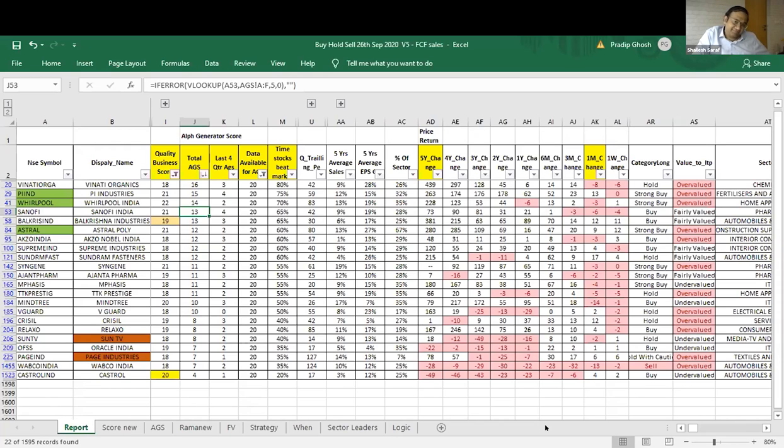So the column with the last 4 quarters AGS, or recent 4 quarters. Those are the last 4 quarters, correct. You can see that in the last 4 quarters, PI Industries has done very well. PI and Sanofi. In the last 1 year history, but in the last 4 quarters, Sanofi and PI are really in the market right now. So companies performing recently better than the benchmark are always preferable.